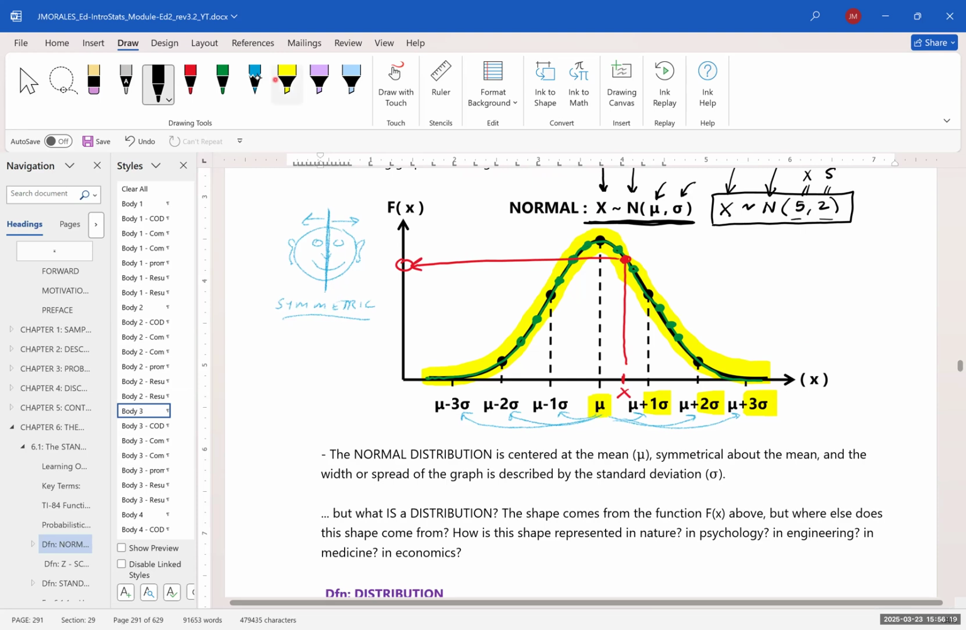So let's read what's down below here. It says the normal distribution is centered at the mean. Okay, that's what I just talked about here. It is symmetrical about the mean. So here's the mean. It's the same on this side as it is on that side. And the width or spread of the graph is described by the standard deviation. So the width of the graph is defined by 1, 2, and 3 standard deviations away from the mean.